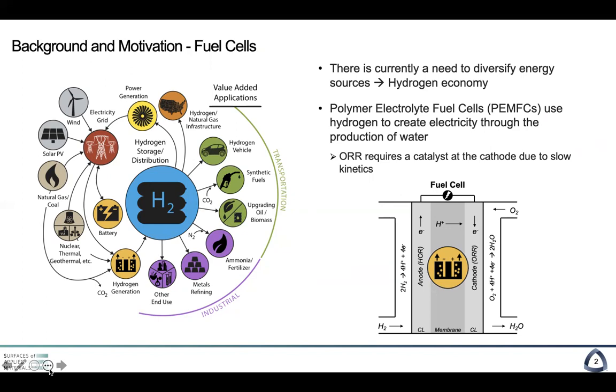Fuel cells require catalysts both on the anode and the cathode, but specifically here we are looking at the oxygen reduction reaction on the cathode, which requires a catalyst due to the sluggish kinetics of this reaction.